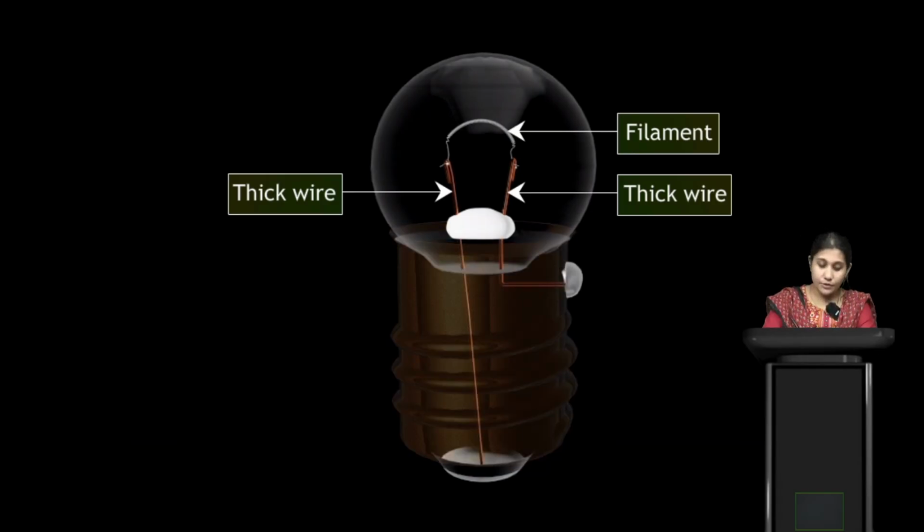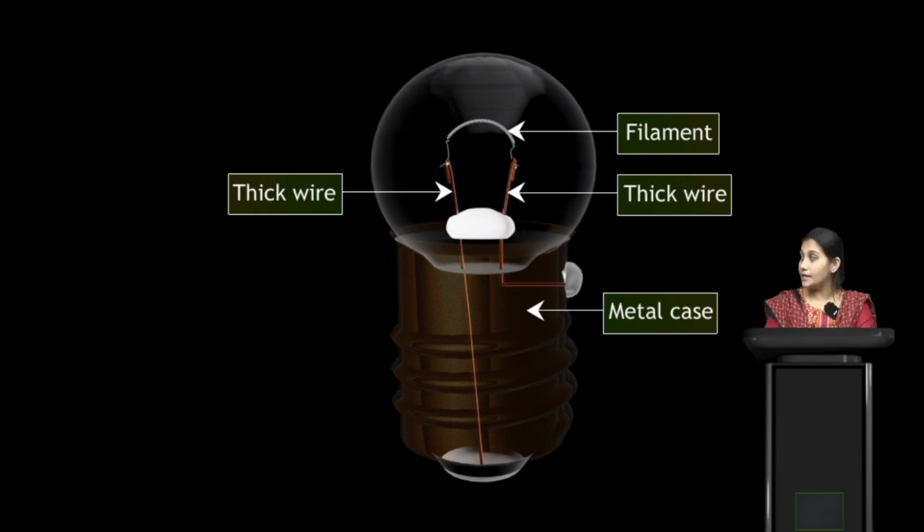Then let's see. So these are the two thick wires. See, one thick wire is connected to what? This part, isn't it? See. So one thick wire is connected to this part. So this is what? This is a metallic case. Means inside the bulb we can see some portion like this. So this portion is called the metallic case.